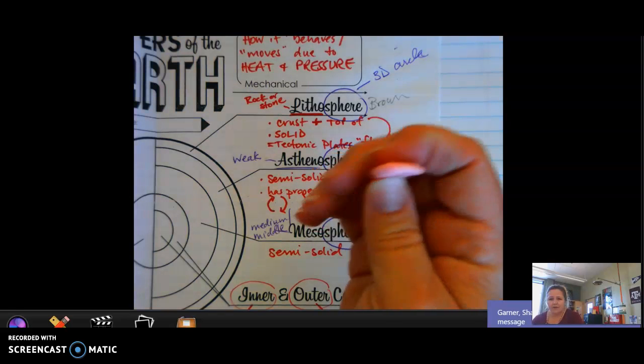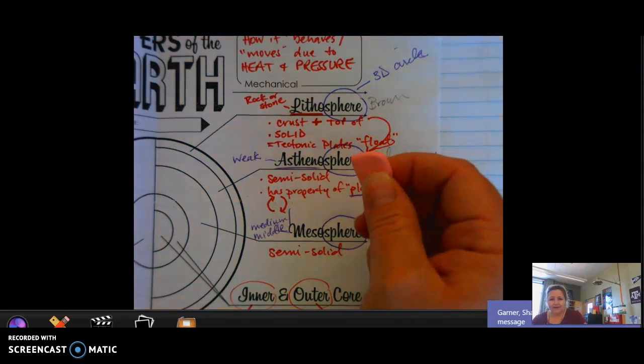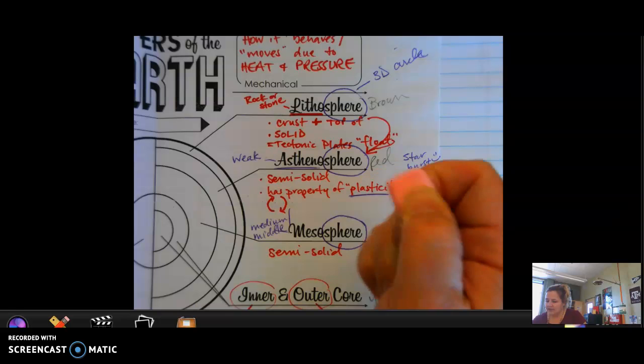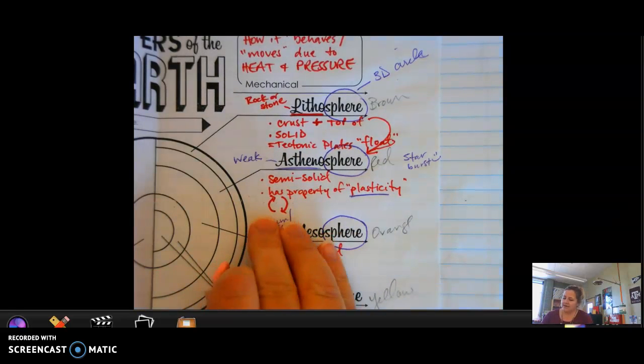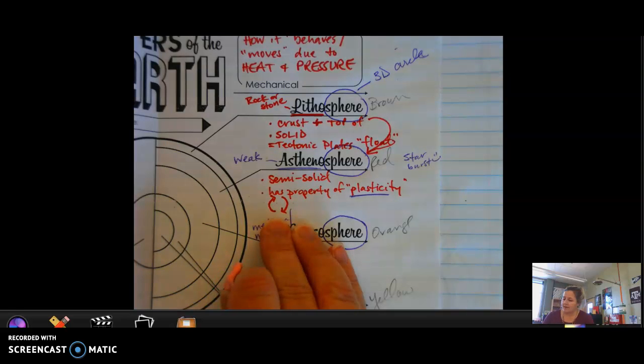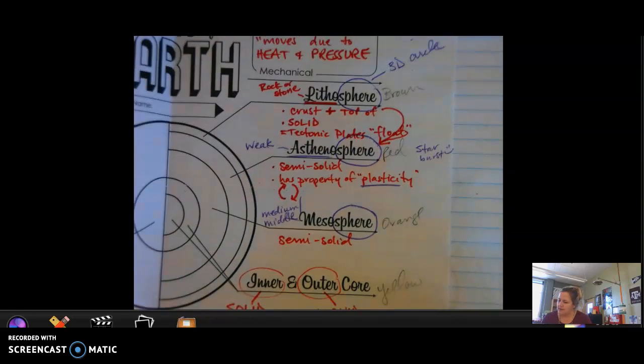Does it make it flow like water? No, but it does make it move, okay? When you've got enough pressure pushing on it, you can distort it and make it move to make kind of a convection current, which is what helps make these lithospheric plates move. Okay, and we'll talk about that more later.